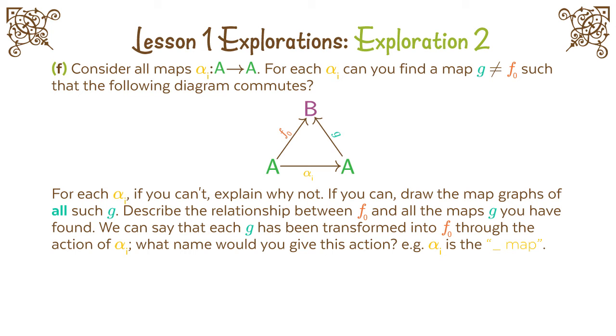For each alpha I, can you find a map G not equal to F0 such that the following diagram commutes? And for each alpha I, if you can't, explain why not. If you can, draw the mapping graph of all such G. Describe the relationship between F0 and all the maps G you found. We can say that each G has been transformed into F0 through the action of alpha I. What name will you give to this action? Example, alpha I is the blank map.